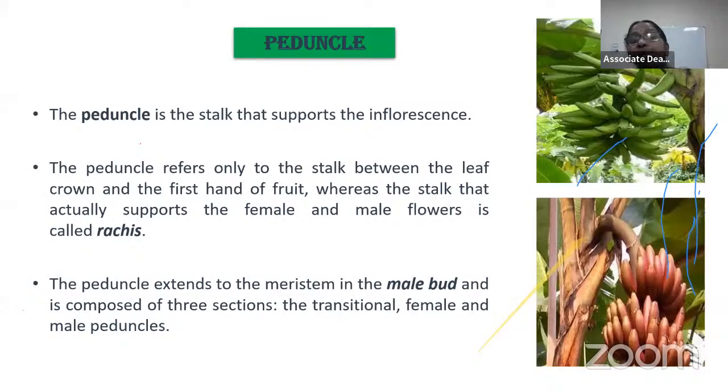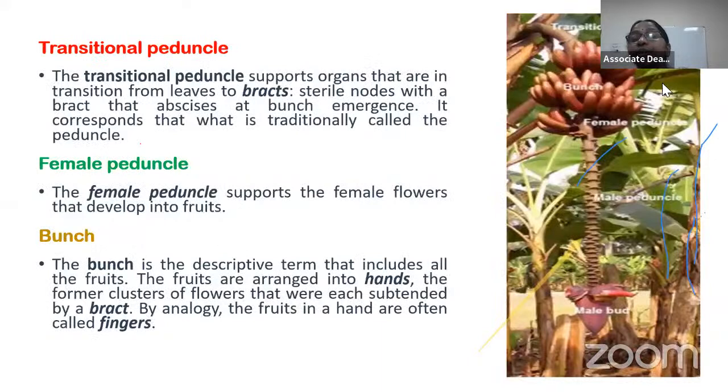And coming to this, what is the transitional peduncle? Here you can see the portion that supports the organs that are in transition from leaves to bracts. Sterile nodes with a bract that abscises at branch emergence generally correspond to what is traditionally called the peduncle. And the female peduncle supports the female flowers that develop into fruits.